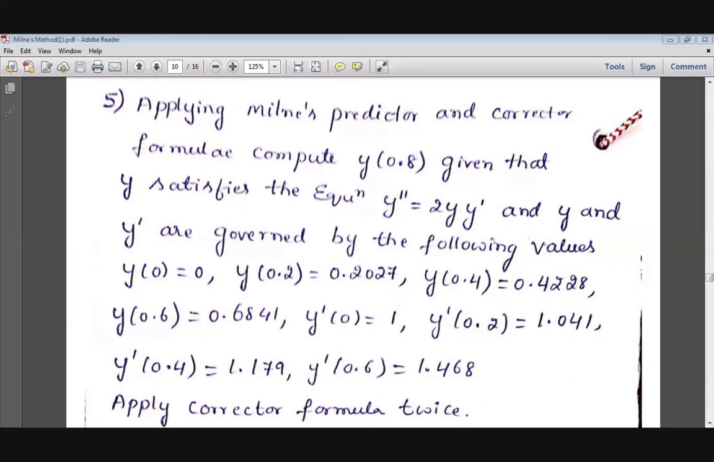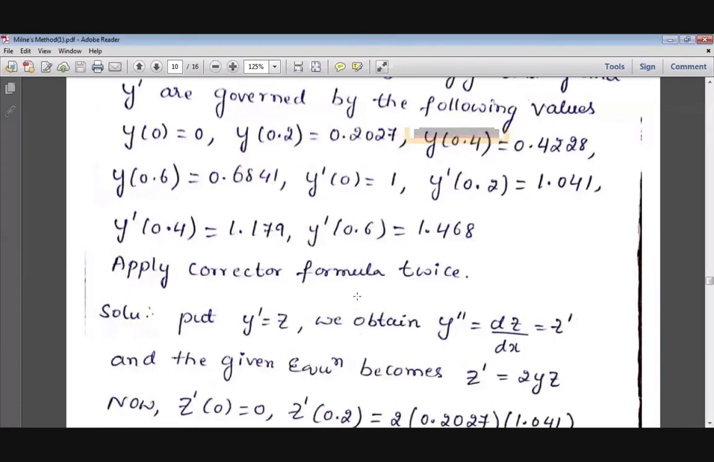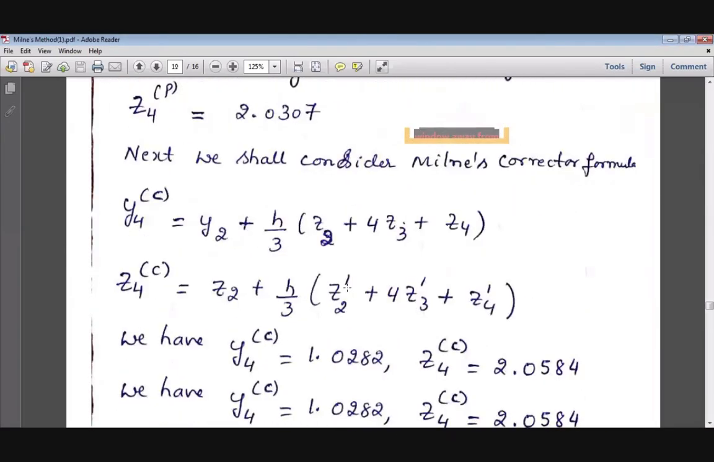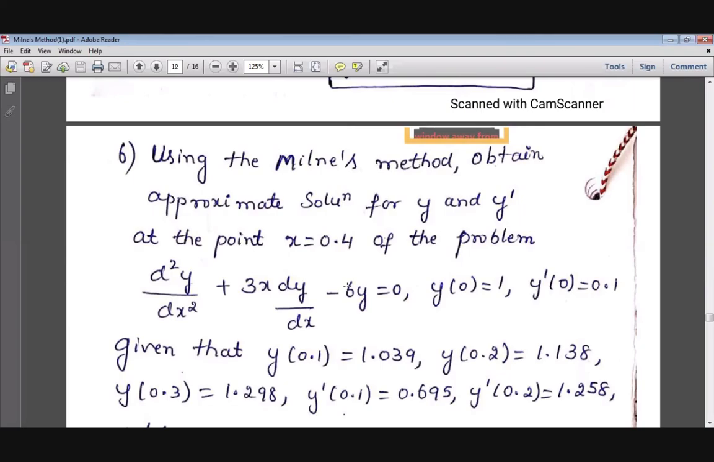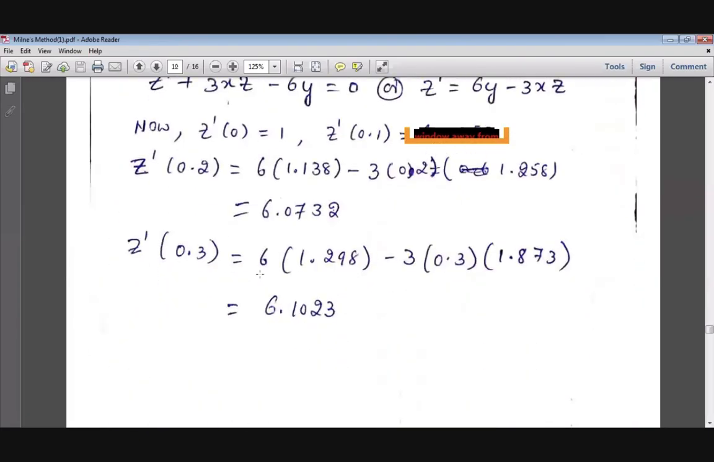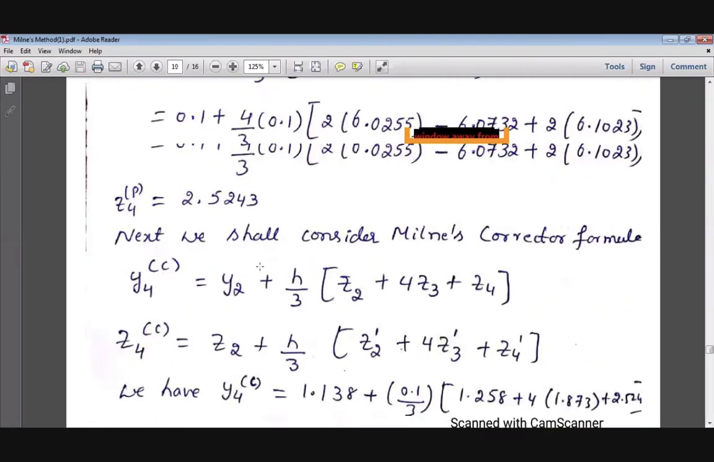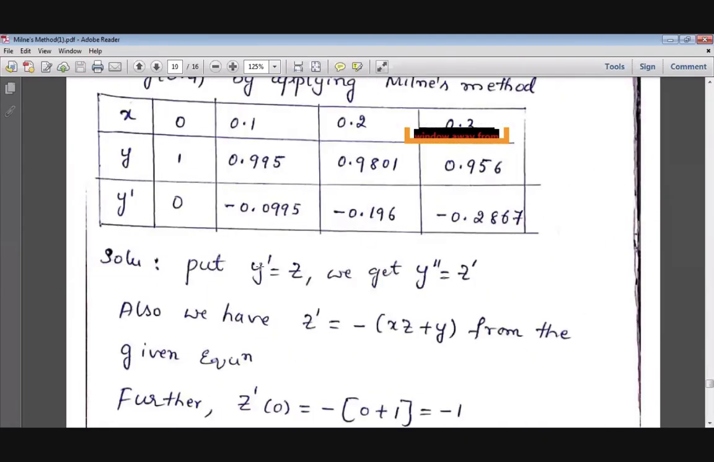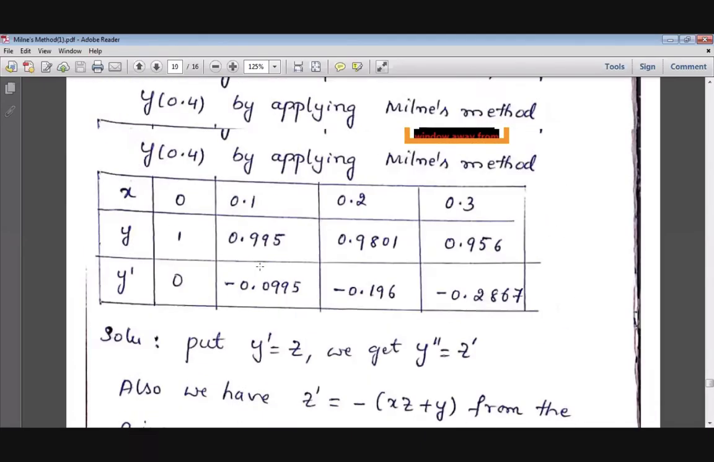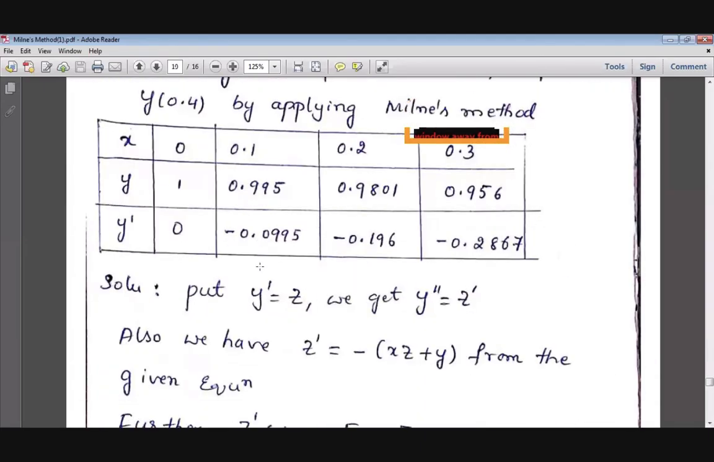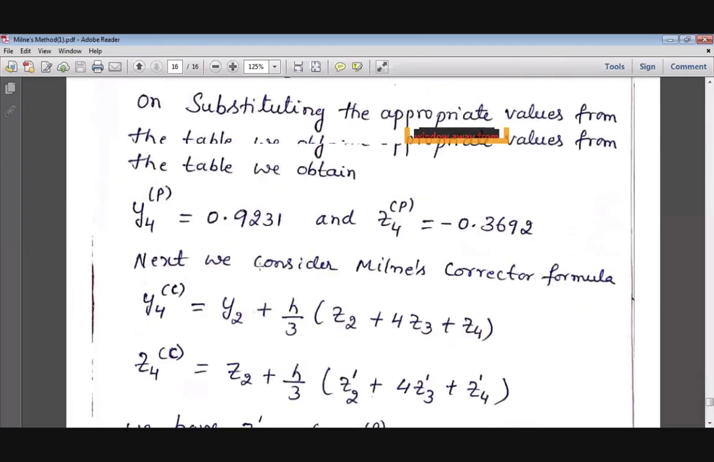Okay, try that problem. We will continue using Milne's method. Sixth one will continue in the next class. We will discuss fifth and sixth one in the next class. Okay, you can leave the class.